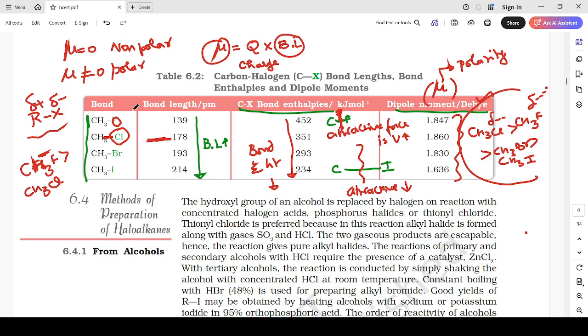Ma'am, but fluorine is having high charge separation. So with that, the compensation should have happened. Here, with respect to CH3Cl and CH3F, instead of the Q value, the bond length value governs the dipole moment. Other than that, you can see it is following the same order only. It depends upon the charge separation, charge difference. Clear about this?